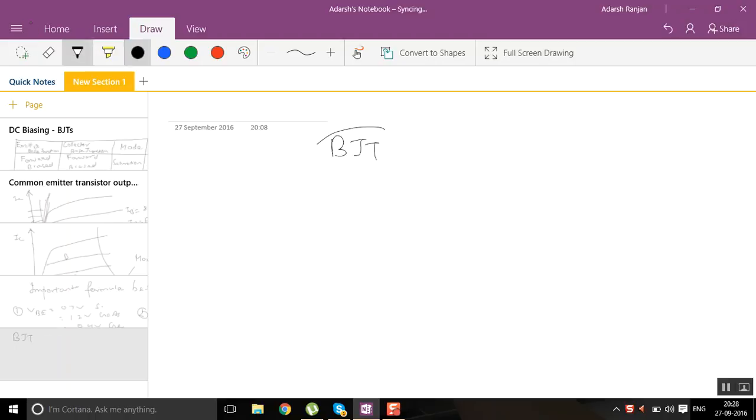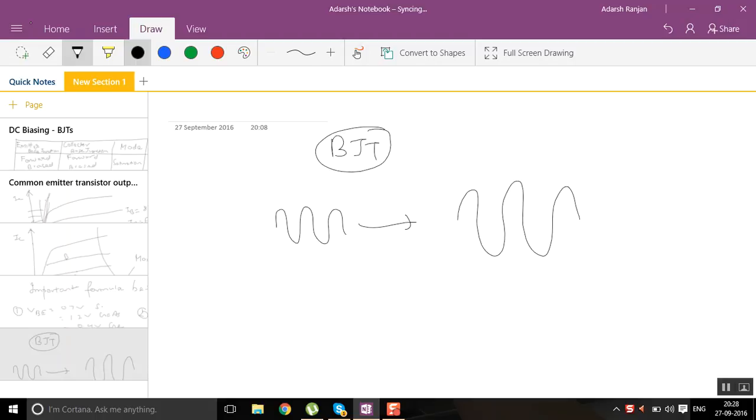BJTs are bipolar junction transistors, and there is a common feeling that BJTs are somehow magical devices that raise the level of input AC in the output. They provide a raised output AC level, and people think that they do it magically, but it is not the fact. There are DC supplies associated with the working of a BJT as an amplifier, and these DC supplies provide the energy to raise the output level of the AC supply.